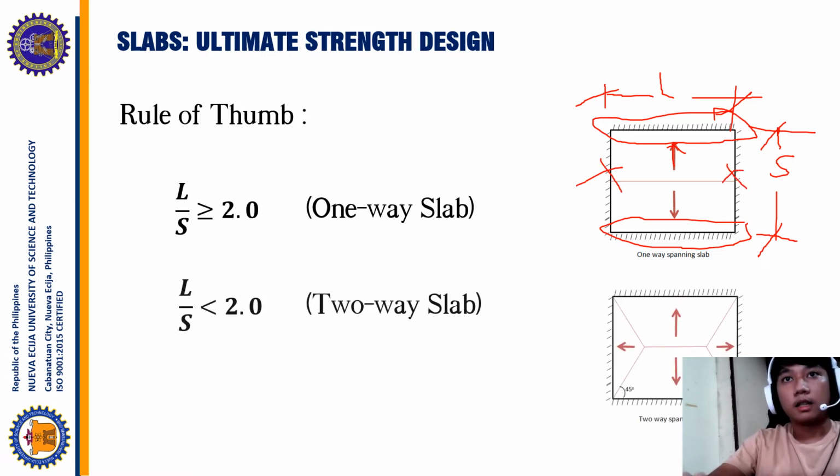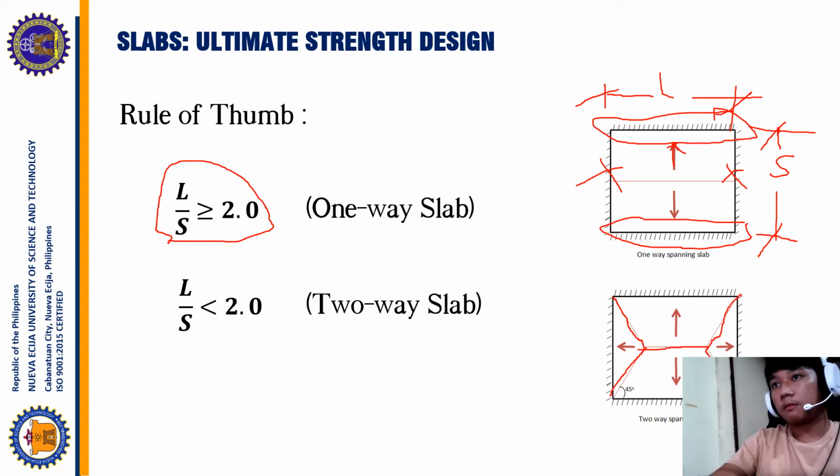On the other hand, if it does not satisfy this rule, therefore we can say that it is a two-way slab if the ratio is less than 2. So if it is a two-way slab, therefore its tributary area is like this. It just means that all the loads right here will be carried by this beam over here, and so on. And this one will be carried in that beam.